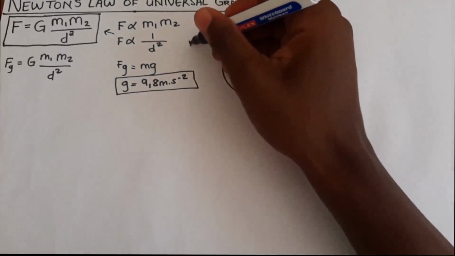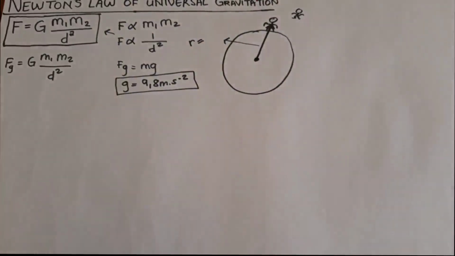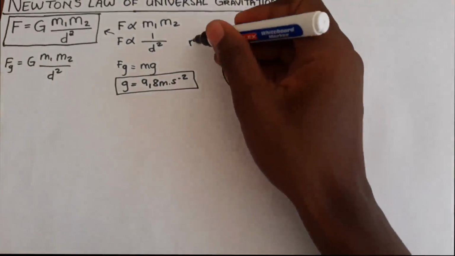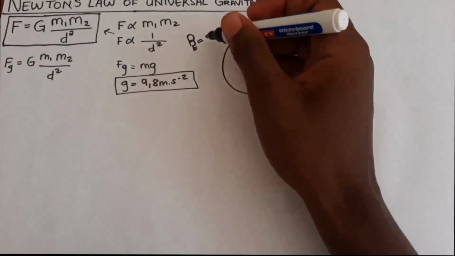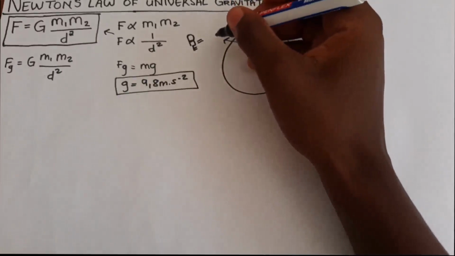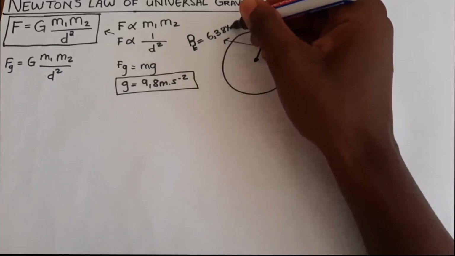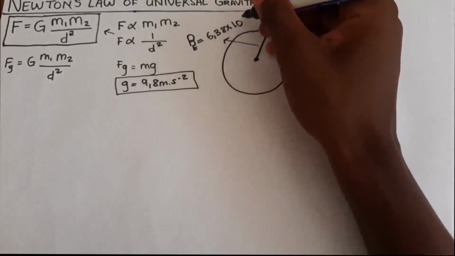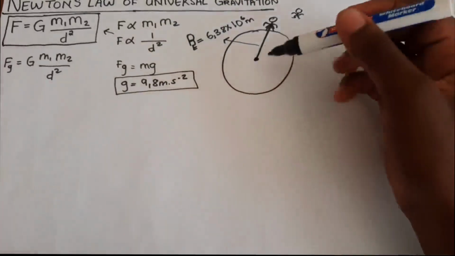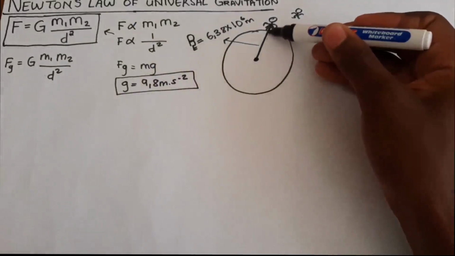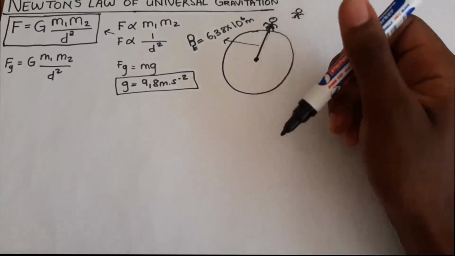So the radius of the earth, we just say capital letter R, so it's RE, is equal to 6,38 multiplied by 10 to the power of 6 meters. This is the radius of the earth, the line drawn from the center to the circumference, or the line drawn from the center to the other object that is in contact with the earth.